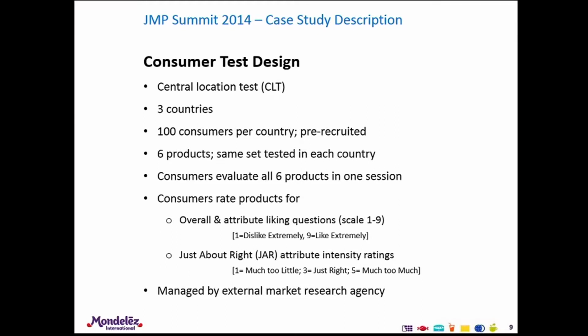That's just about right as a middle score. And it typically gives an idea of whether something is under-delivering or over-delivering on an attribute intensity. So 1 is when it's under-delivering, it's much too little. 3 is when it's just right. And 5 is when it's over-delivering, much too much.